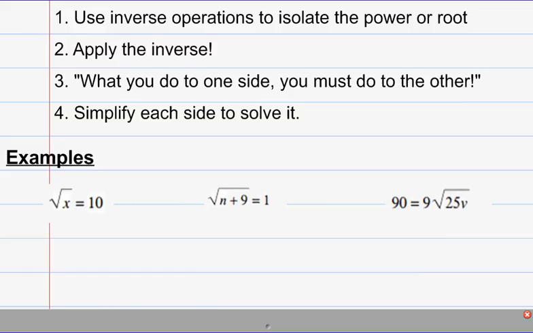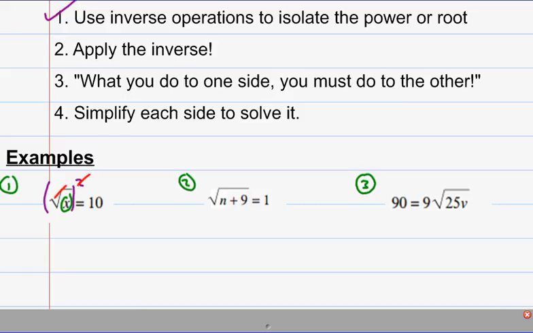So, we want to get the x all by itself here on this first one. Number 1. To do that, we have a square root. We need to undo that square root. So, by the way, the root is all by itself. So we're done with step 1. Apply the inverse. The inverse of a square root is squaring it. We just talked about that. And that'll cancel out the square root.